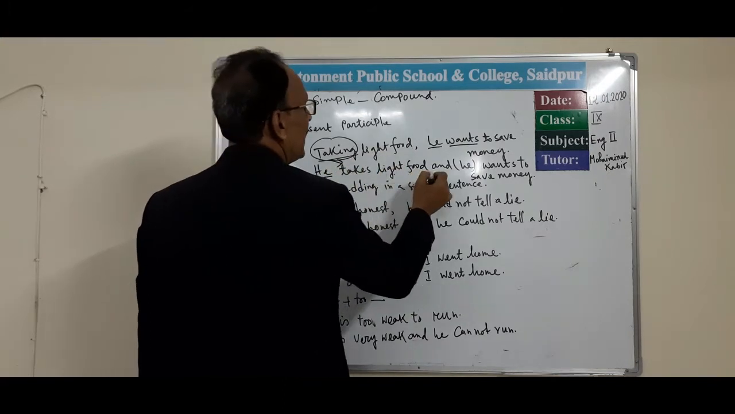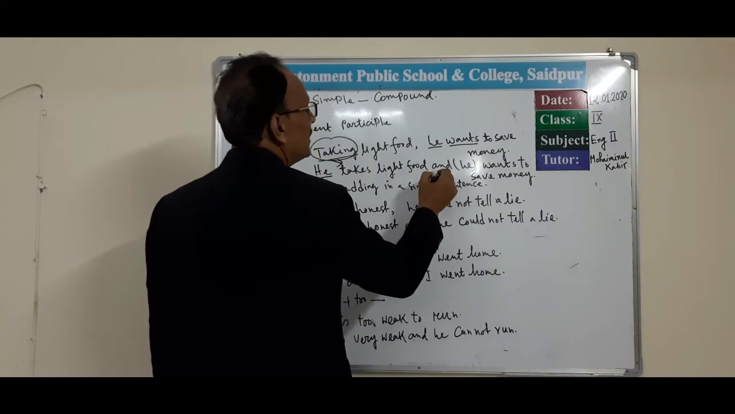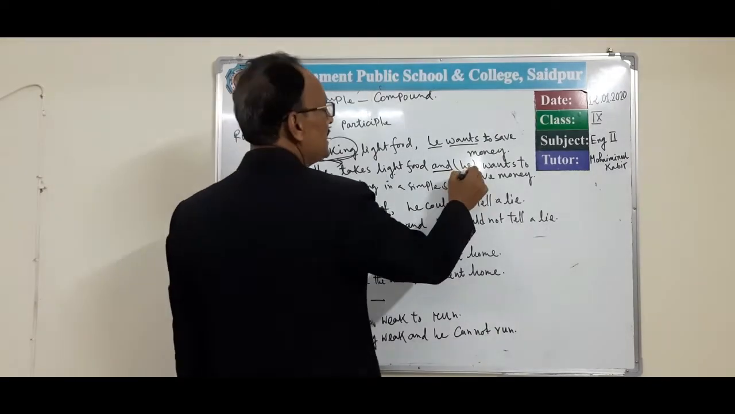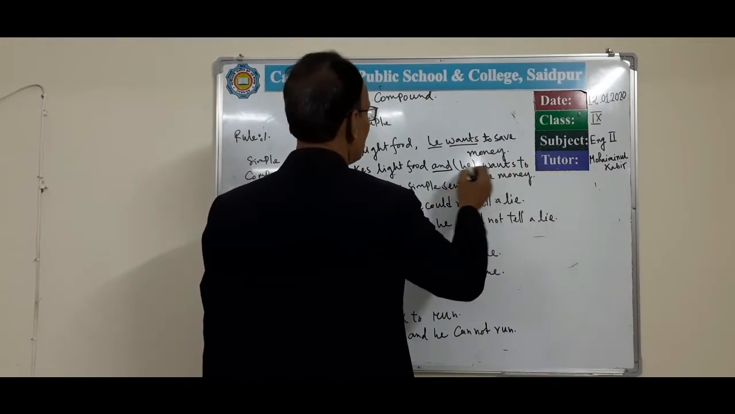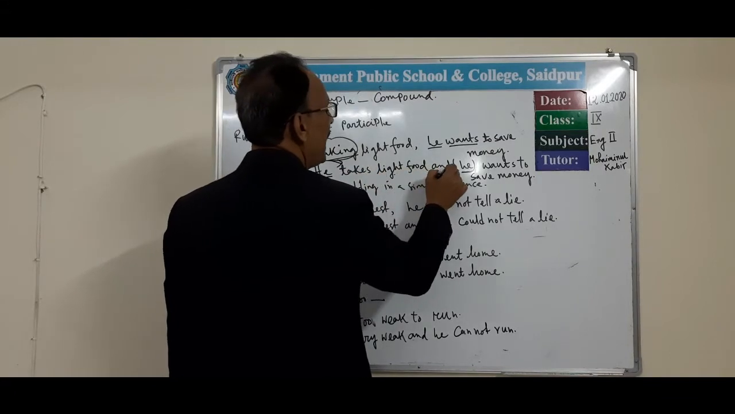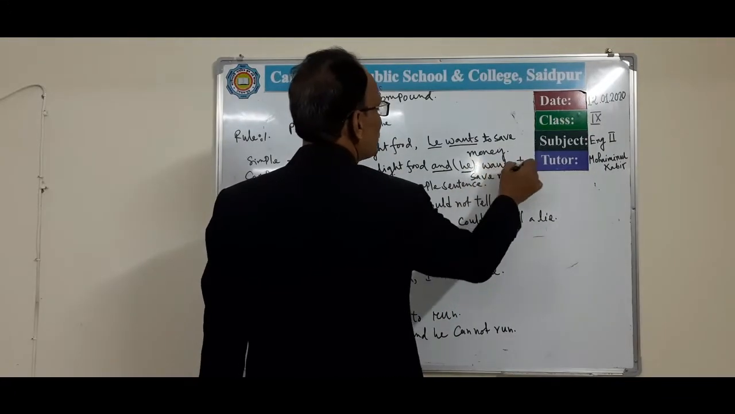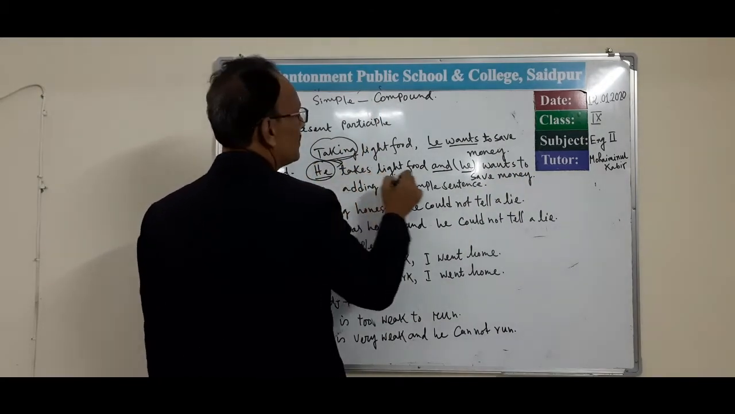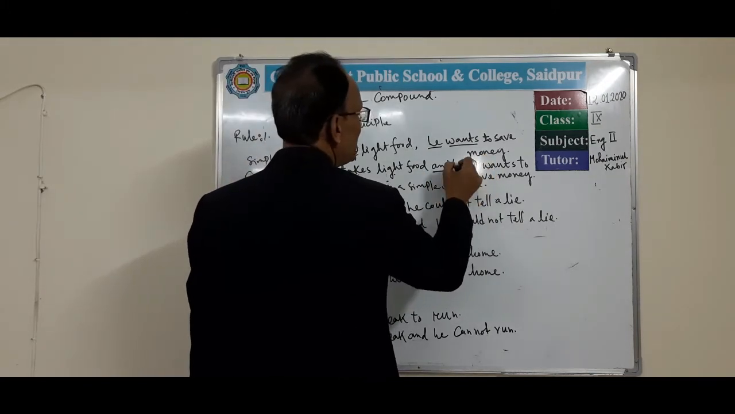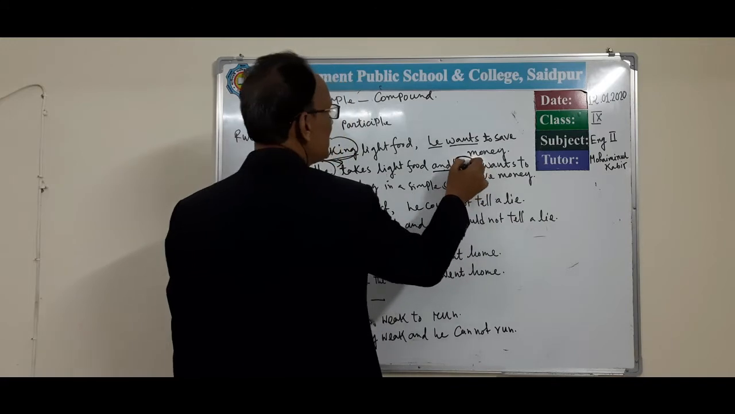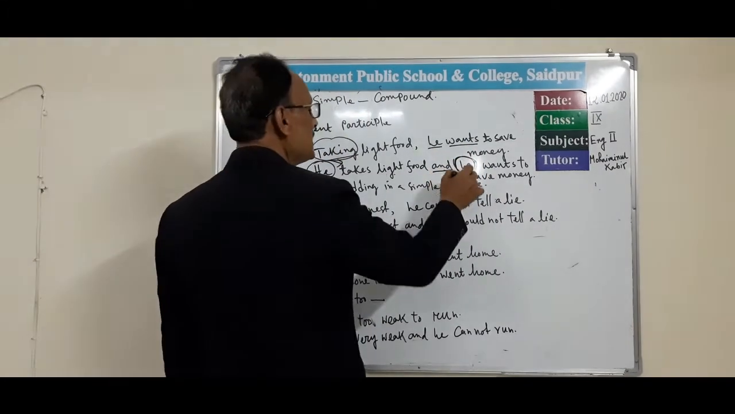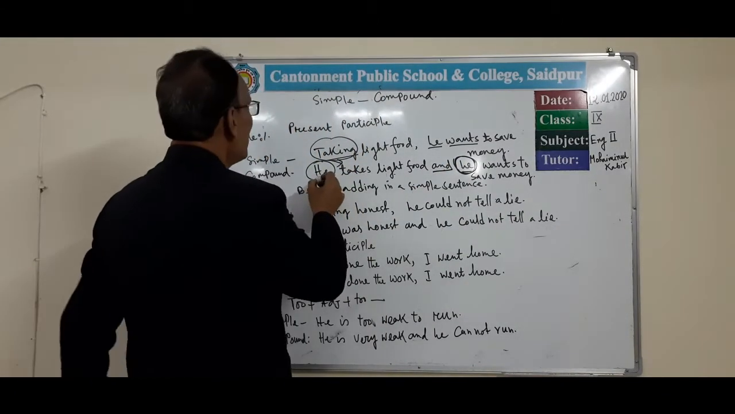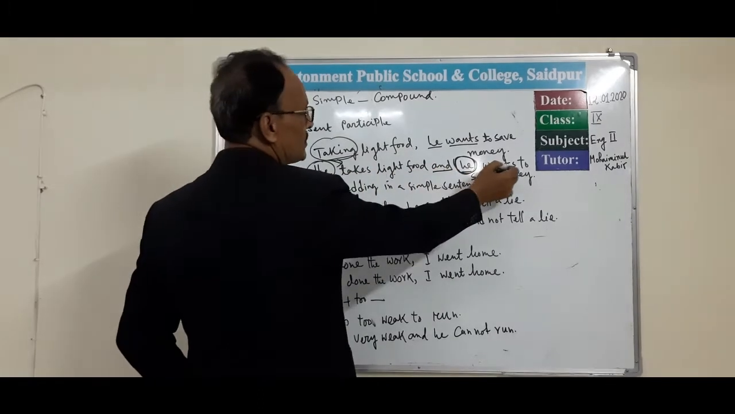Light food, then you have to add and. Then subject, verb plus the remaining part of the sentence. That means he takes light food and he wants to save money. Here he is the same subject, so we don't need to write it again and again. If the subject is different, in that case you can write the subject here. So the compound form will be: he takes light food and he wants to save money.